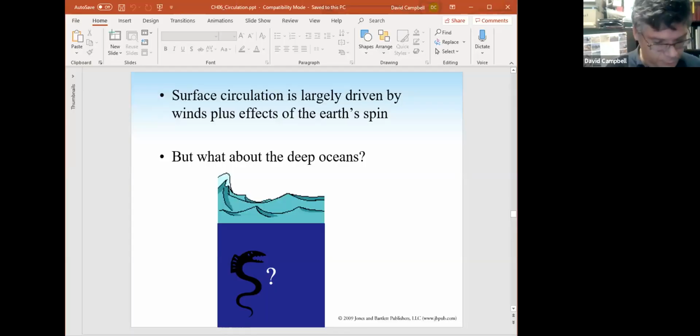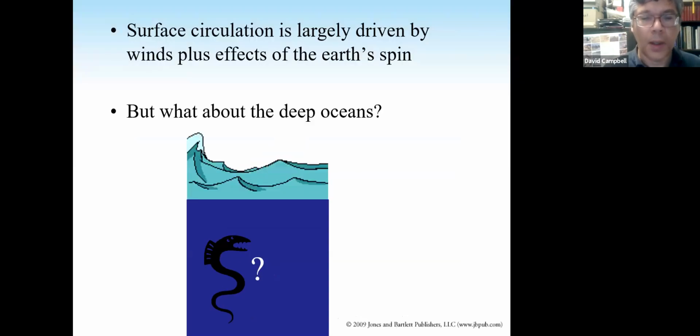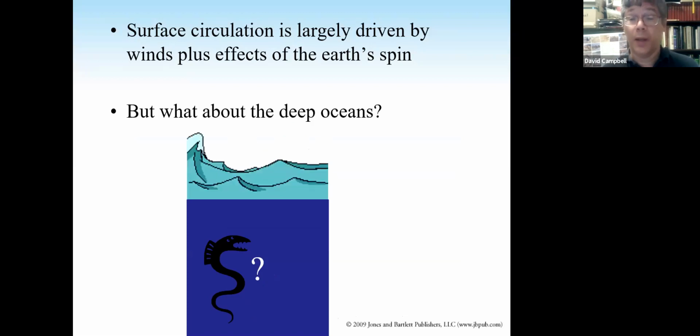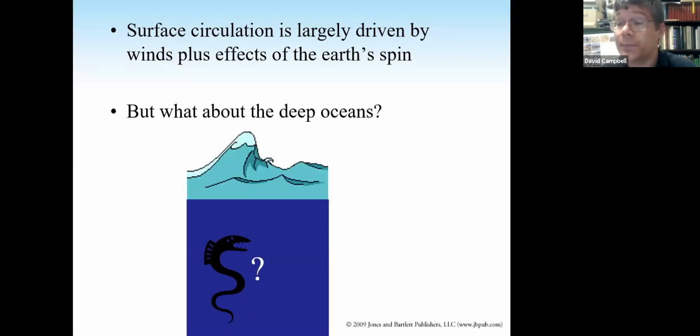Okay, deep ocean circulation. There we go. What is going on to make circulation happen in the deep ocean?